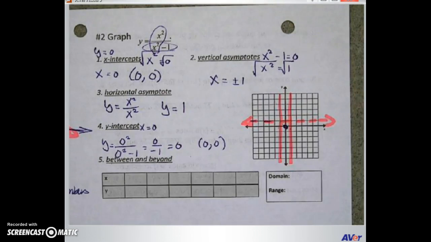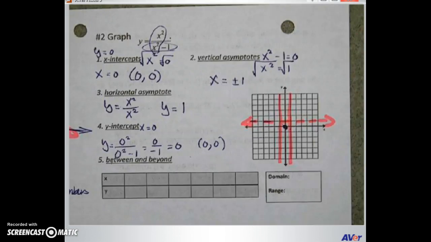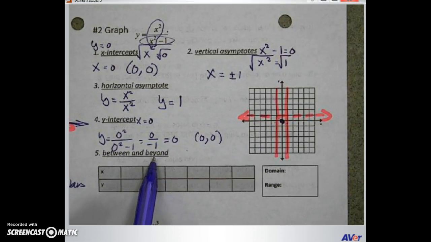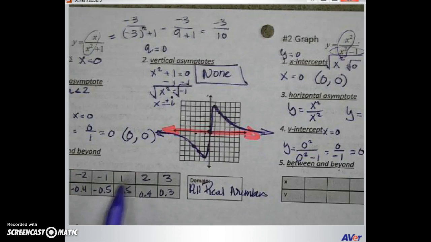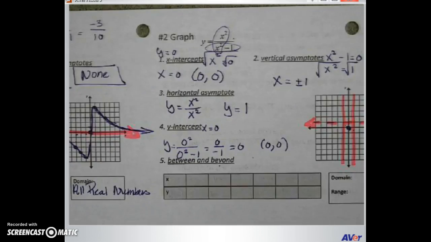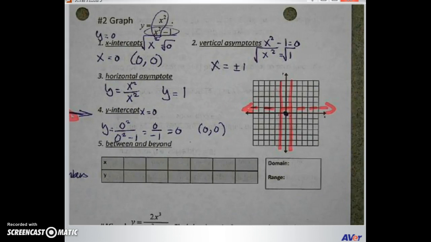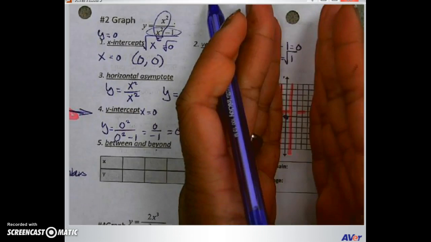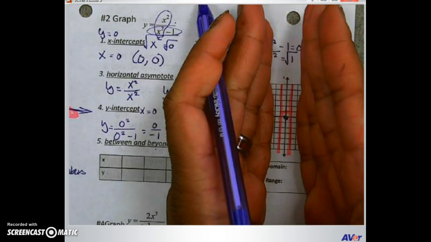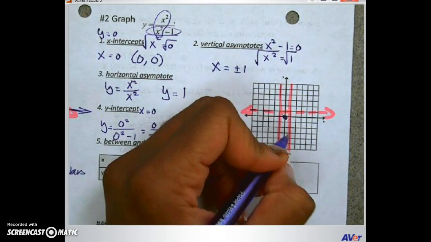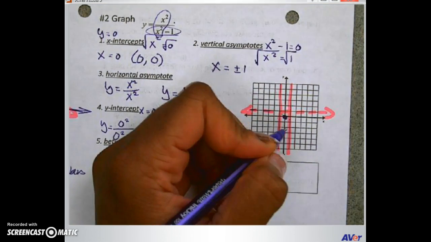Now, for finding extra points, please pay attention. We need points between and beyond. So for this previous example, we didn't have a vertical asymptote, so there was no between and beyond thing. We just went for the basic. Now, we want between and beyond. So that means between these two asymptotes and beyond. And I'm going to go for at least 3, but if I need extras, I'll just give myself extras.